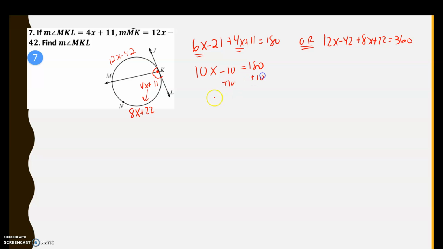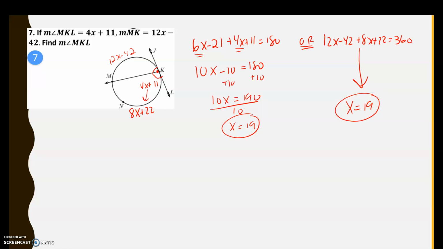Adding 10 to both sides, I'm going to get 10x is equal to 190, which means x is equal to 19. Again, if you solve this guy, you'll still get that x is equal to 19. The question's asking for the measure of angle MKL. So MKL is this guy right here. I'm going to take my 4x plus 11, and now I'm replacing my x with 19. And that's going to give me an answer of 87.